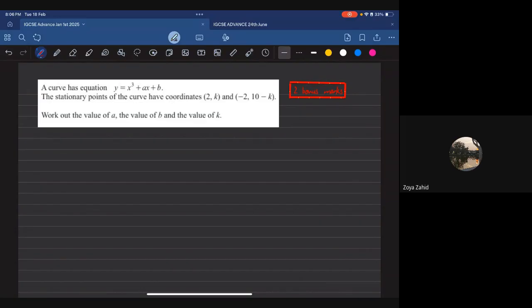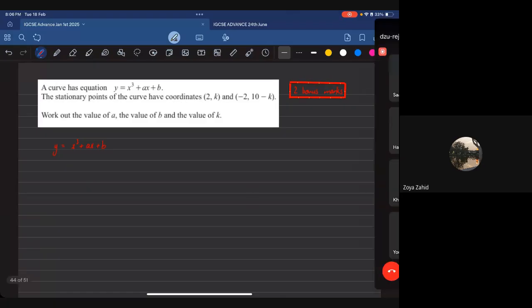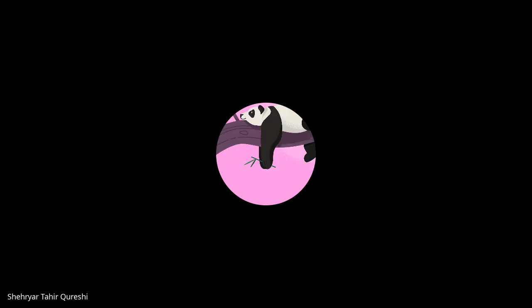Now, this question is going to be solved. How so? Let's see. First off, there's a curve which has this equation, and they've already told you that the stationary points of the curve are given. Oh, wait, just give me a moment, guys. Sorry about that.